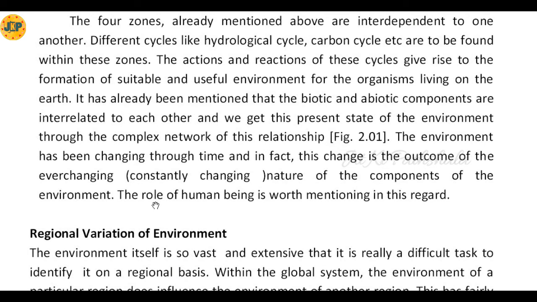The role of the human being is worth mentioning in this regard. The role of the human being is very important, or you can even say that human beings play an important role in bringing changes in the environment or in the components of the environment. So we can say that the environment, or the components of the environment, are changing day by day because of human activities along with natural activities.